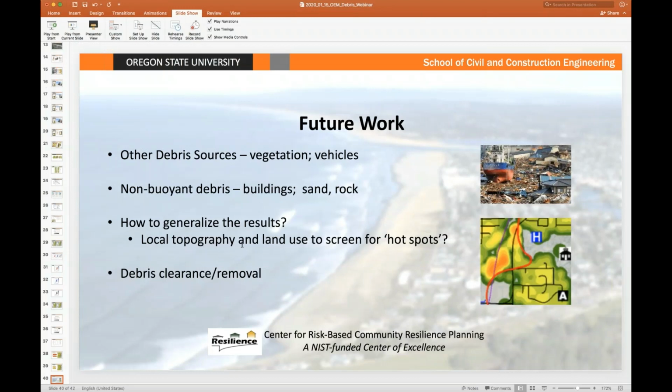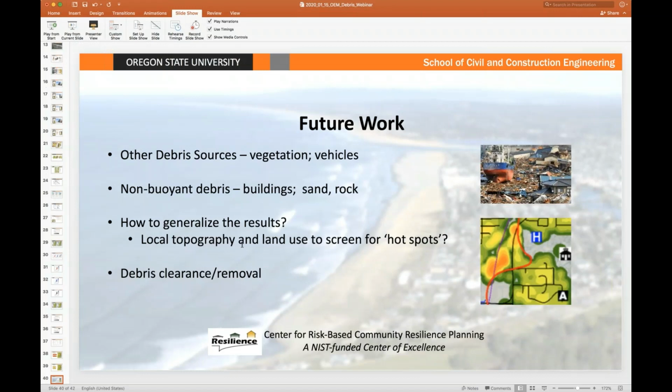So we're trying to come up with a way to generalize these trends so that we could, at least as a screening tool, use it, let's say, along Highway 101 or along the inundation line, to screen for hotspots that would then warrant a more detailed analysis of the likelihood for debris.